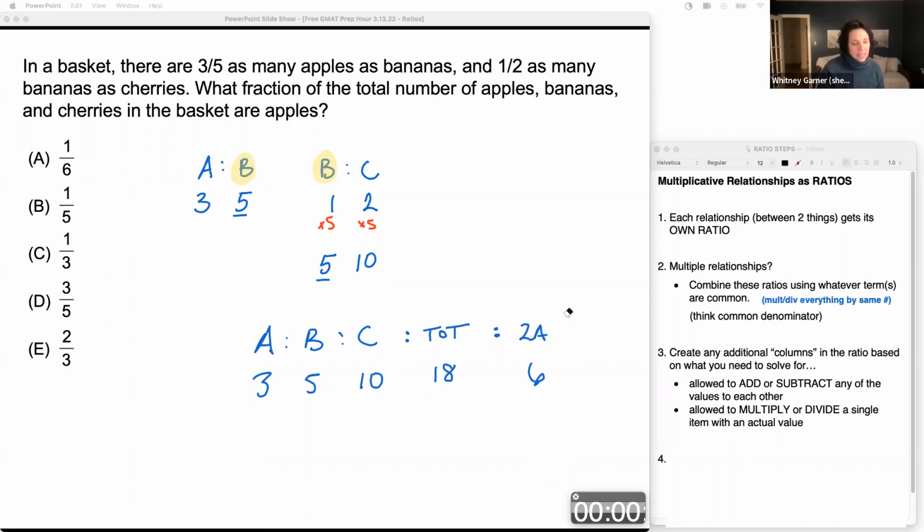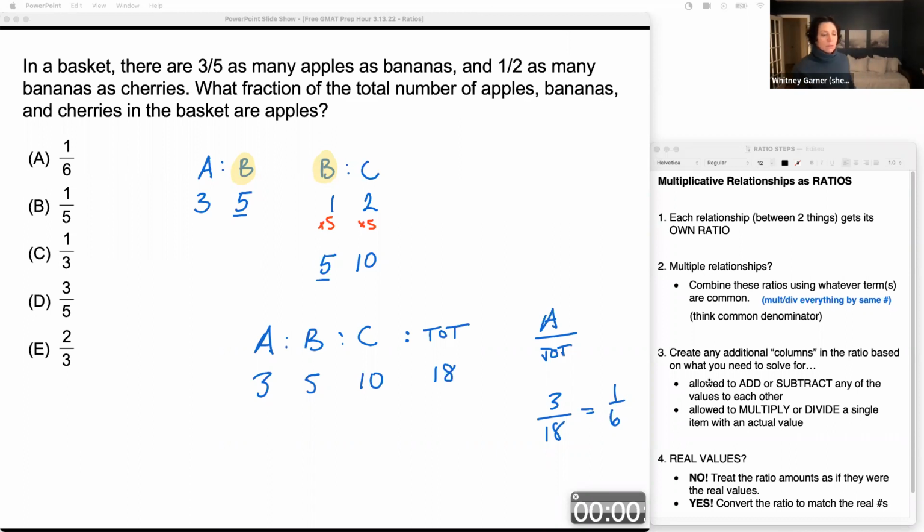So fact is, I can add any of them together. And then weirdly and rarely will I sometimes want to double one item. So for now, I'm not going to worry about that. I have a question that says, what fraction of the total are apples, which would be apples over total, which is 3 over 18 or 1 over 6. Now, if there were real numbers given, then I would have to have converted this ratio to match the real numbers, but my problem had no real numbers. So I can treat these amounts as if they were the real numbers. No big deal. So our correct answer is 1/6.